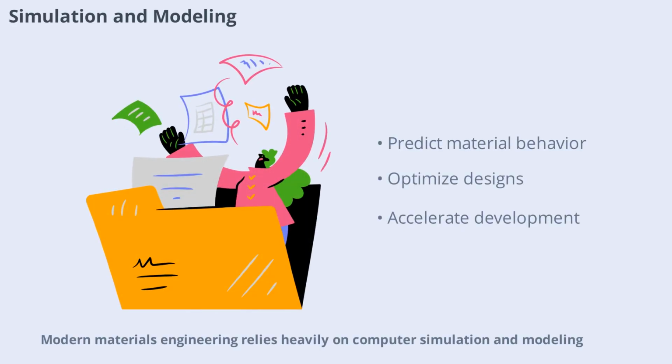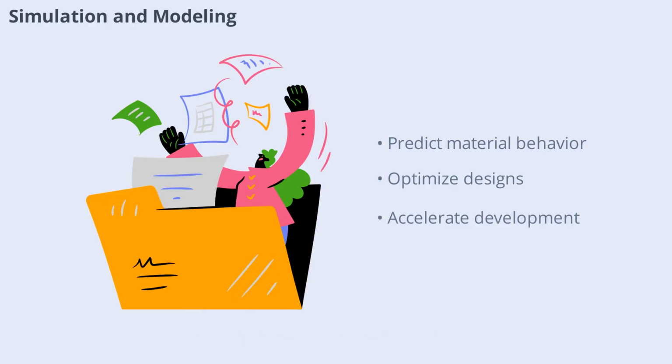Modern materials engineering relies heavily on computer simulation and modeling. These tools allow engineers to predict how materials will behave under different conditions, saving time and resources. Simulation helps optimize designs and accelerate the development of new materials.